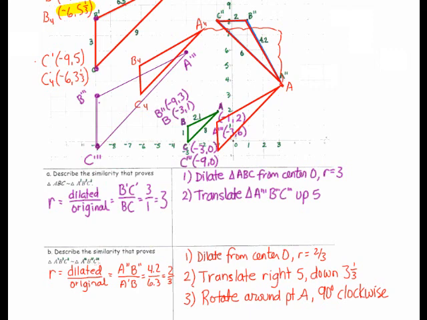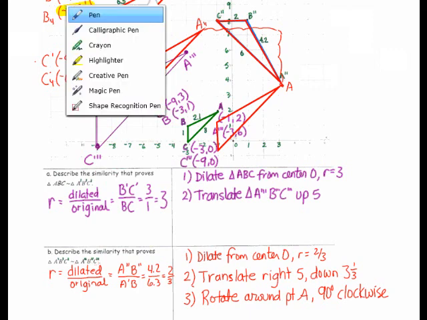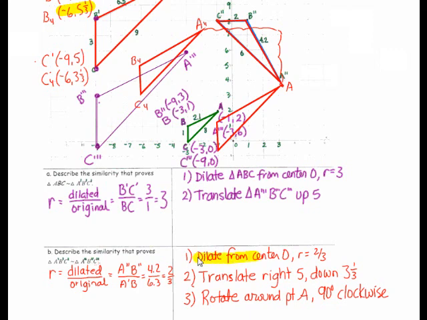I've completed the similarity that proves that triangle A prime B prime C prime is similar to triangle A double prime B double prime C double prime. I started with a dilation. I dilated from center O with a scale factor of 2/3. Then I translate. I went right 5 and down 3 1/3. Finally, rotate around point A 90 degrees clockwise.